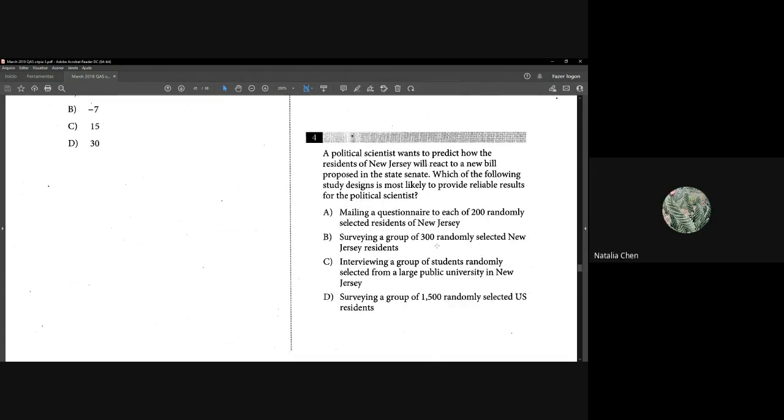A political scientist wants to predict how the presidents of New Jersey will react to a new bill proposed in the state Senate. Which of the following study designs is most likely to provide reliable results for the political scientist? A, B. B.